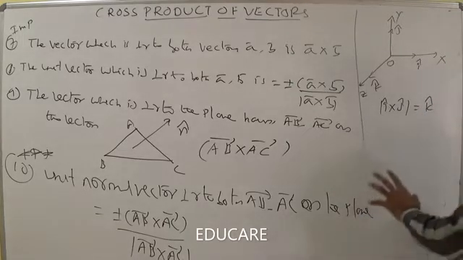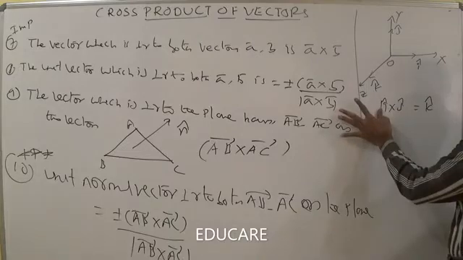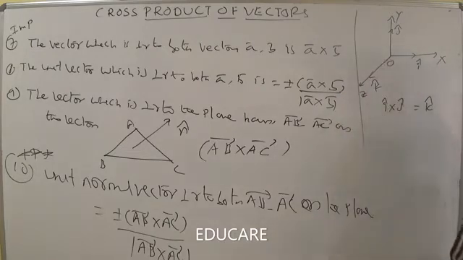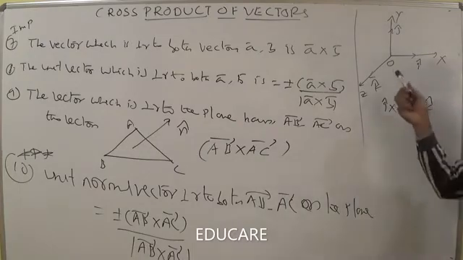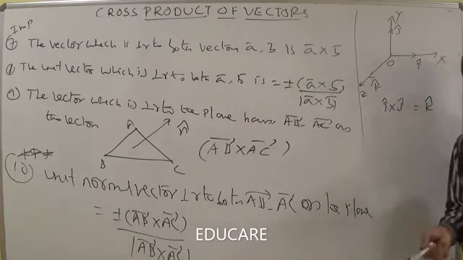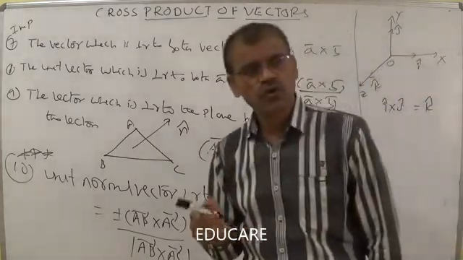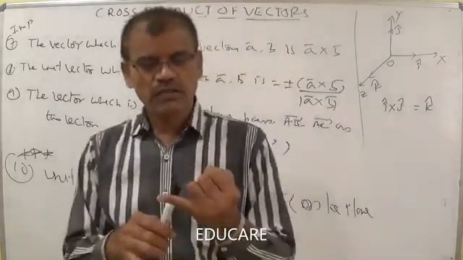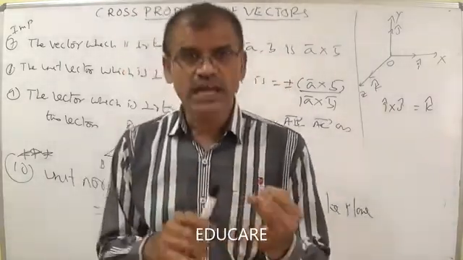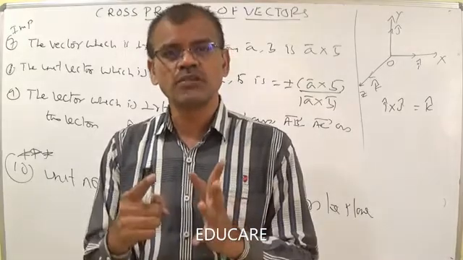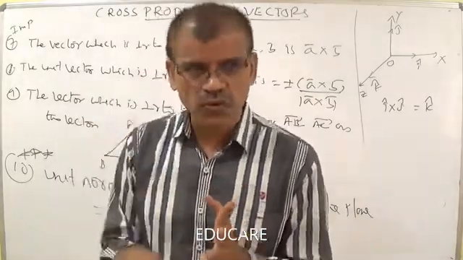Or i cross j, no need for modulus. Simply i cross j is equal to k. So what is the value of k? It is a unit vector. K is on which axis? Z axis. So x, y are perpendicular, and the z axis is mutually perpendicular to x and y also.